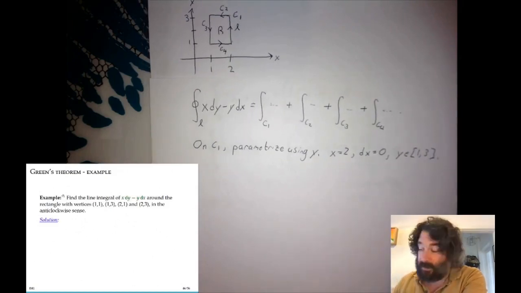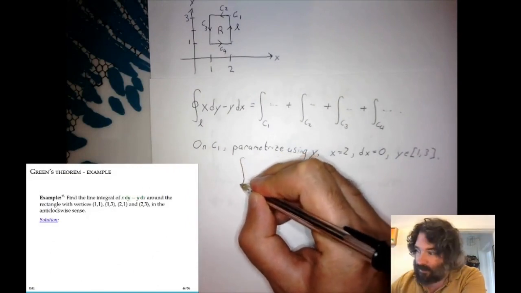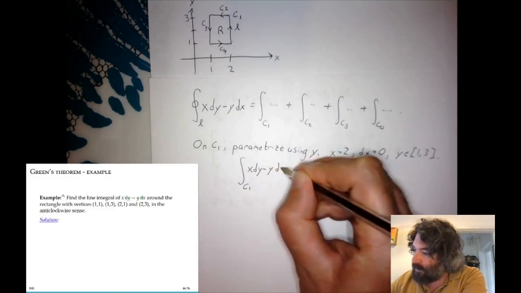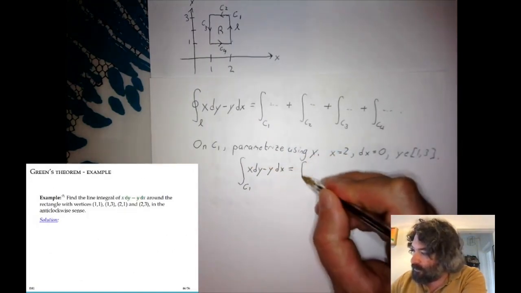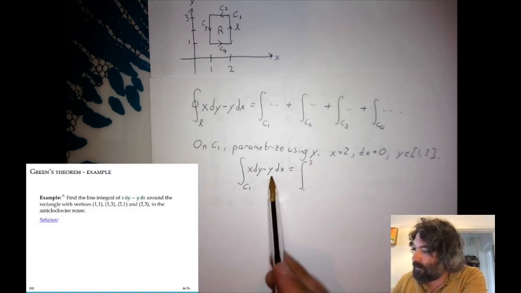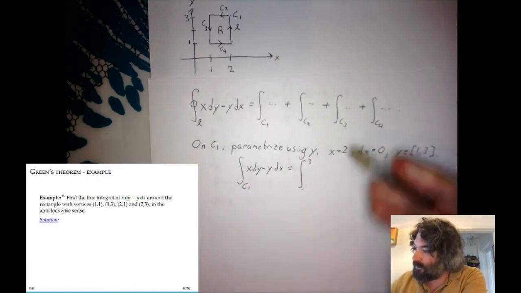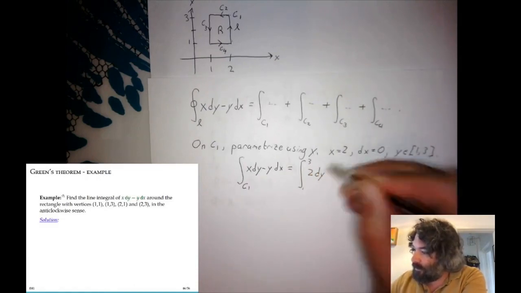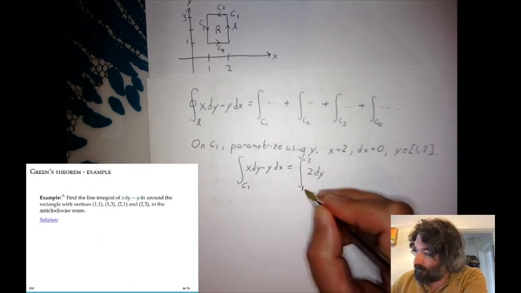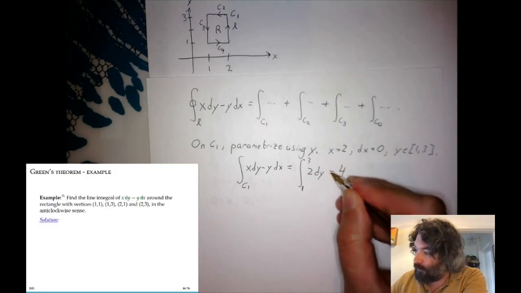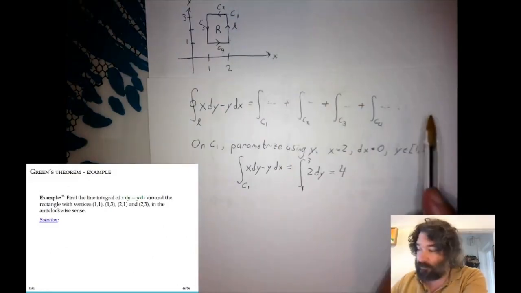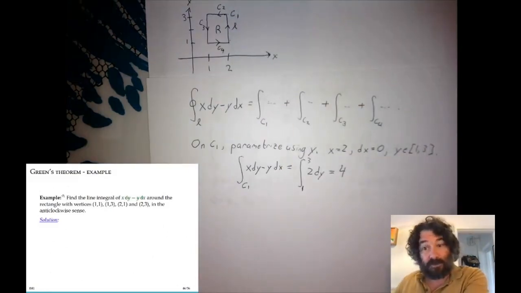And so we can then calculate the integral over this first segment, C1. The line integral over C1 of x dy minus y dx is equal to the integral from 1 to 3, because y goes from 1 to 3, of, well, dx is equal to 0, and we just have x equal 2, so of 2 dy. And so this is 2 times the length of the interval from 1 to 3, so 4. And so the integral over C1 is 4. Now we have to do C2, C3, and C4.